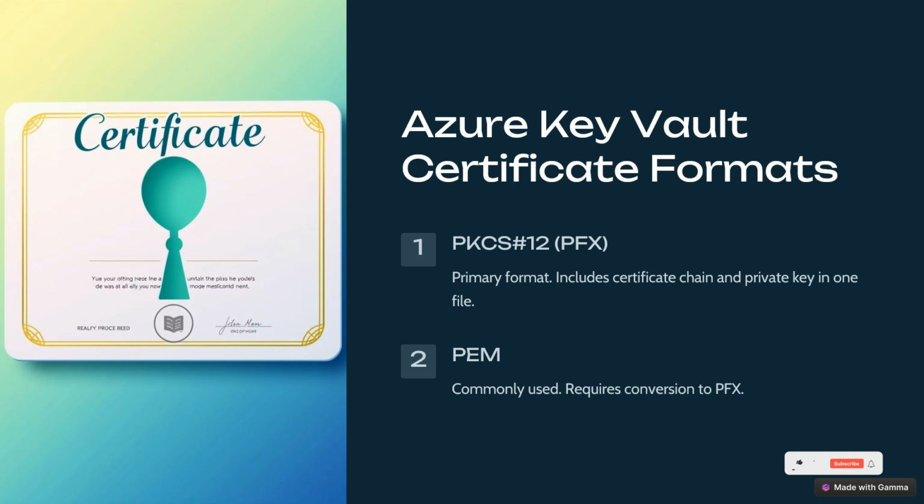Azure Key Vault supports PKCS #12, also known as PFX, as the primary format for importing certificates. This format securely stores the certificate chain and private key in a single encrypted file. Although PEM is another common format, it needs to be converted to PFX for use in Azure Key Vault.